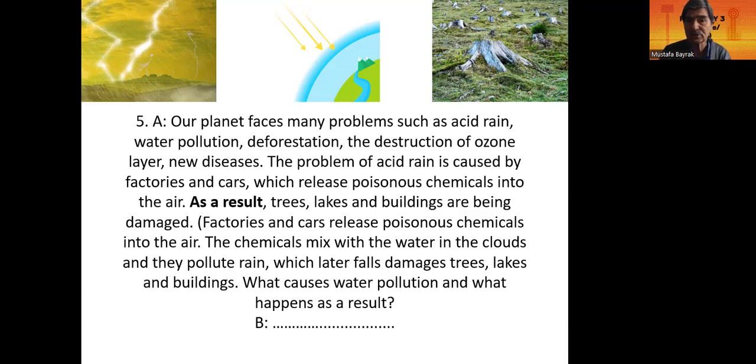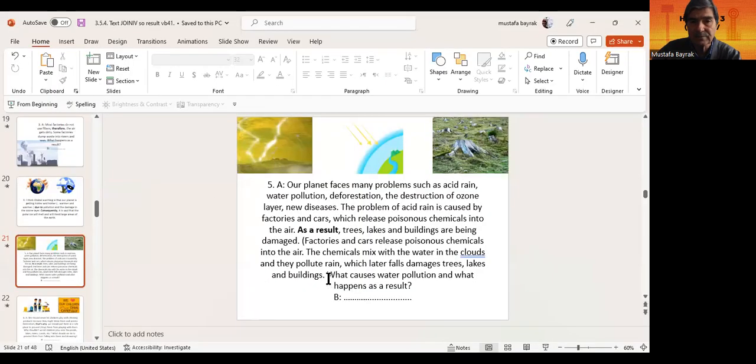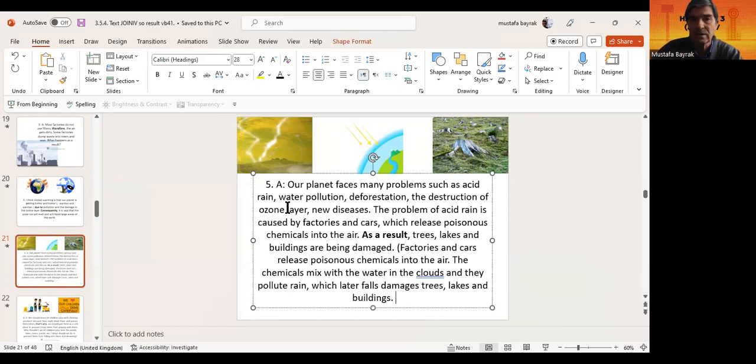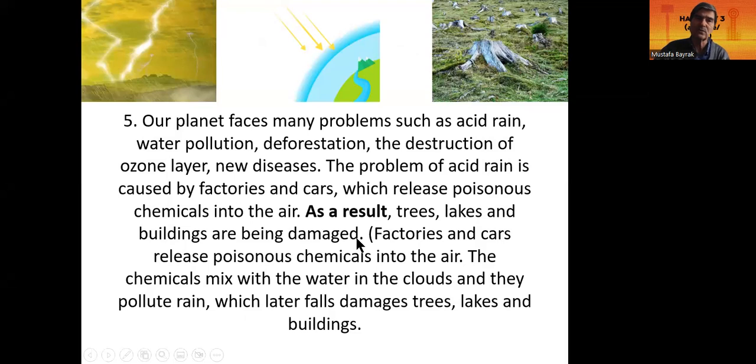What causes water pollution and what happens as a result? Of course, that kind of illogical and unscientific application or implementation causes all kinds of pollution, including water pollution, land pollution, and air pollution. Yes, I think it is more beautiful as a paragraph. Let me read it once more.